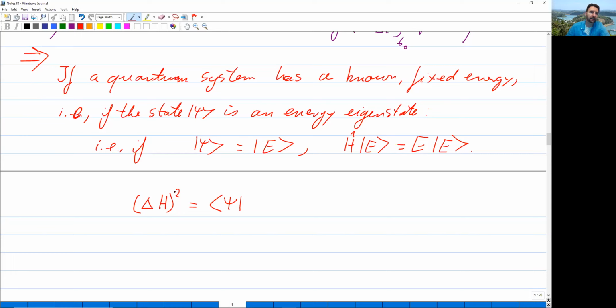If we're dealing with an energy eigenstate, what is then the energy uncertainty? Well, it is the expectation of h hat minus h bar squared in the state psi. That's the variance. But this then is E h hat minus h bar squared. Oops, it's an E.